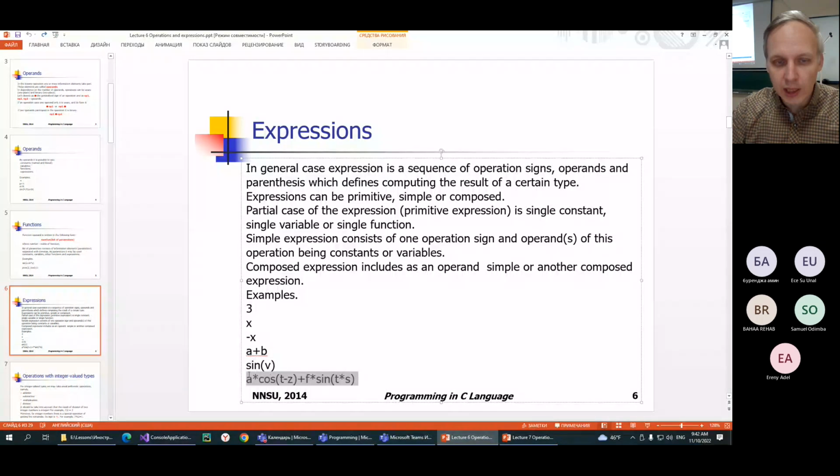And the last example is a complex expression that consists of other expressions, simple or primitive.